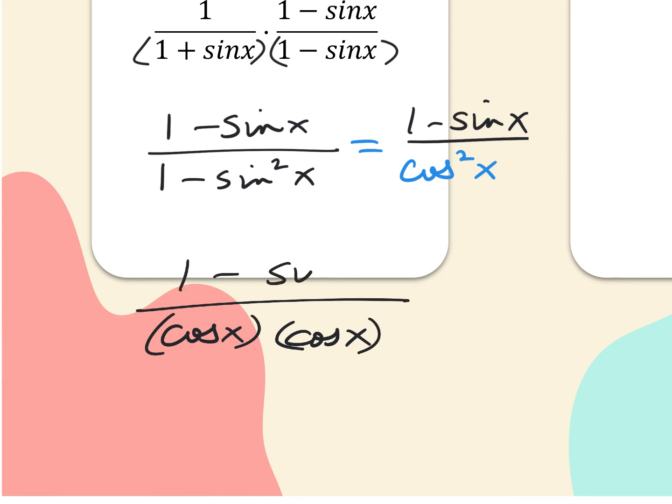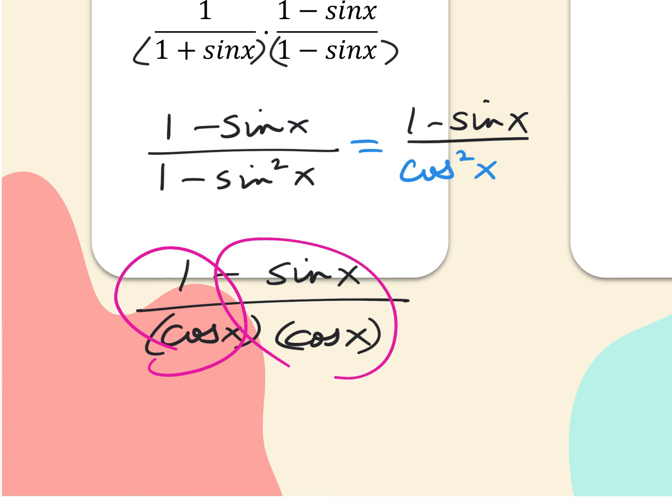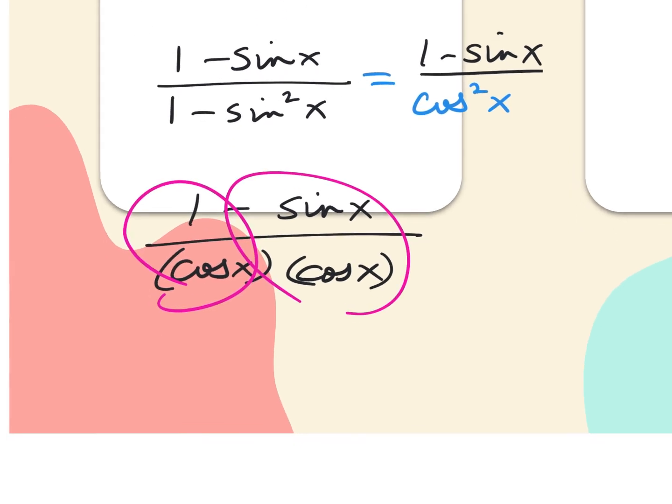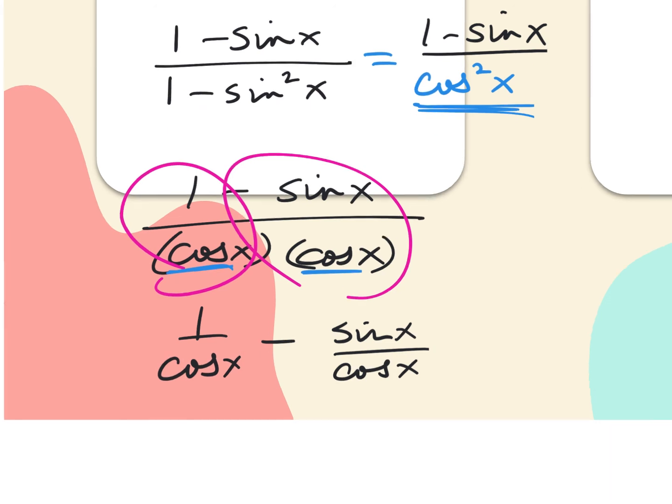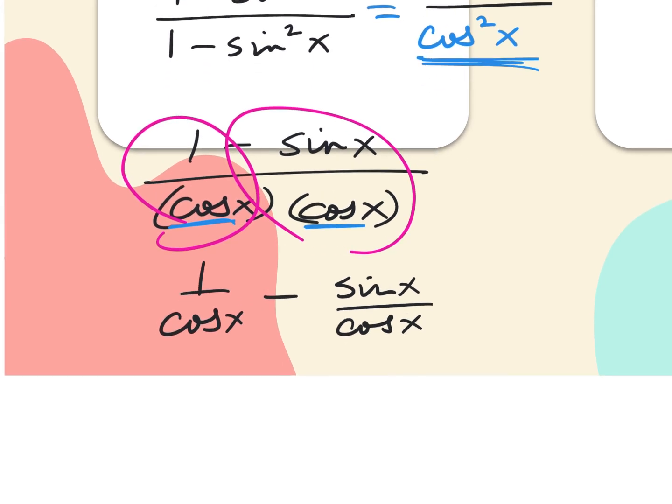And then it's 1 minus sine x. So then I can pull this apart and give each one its own denominator. So I'm going to actually turn this into 1 over cosine x minus sine x over cosine x. So I split apart this. I sort of factored it. So then now I can use my reciprocal identity here, turn this into secant.